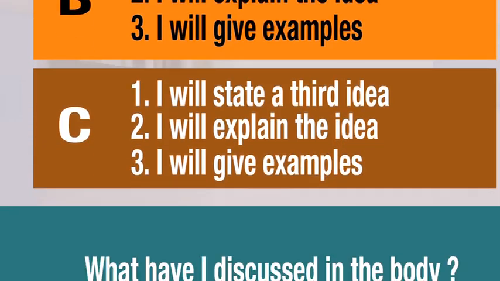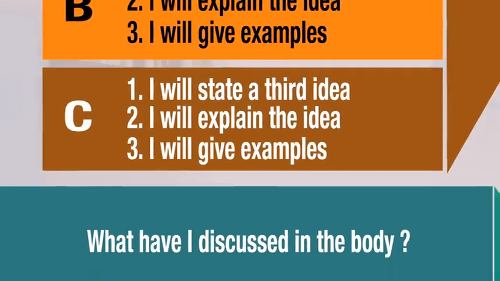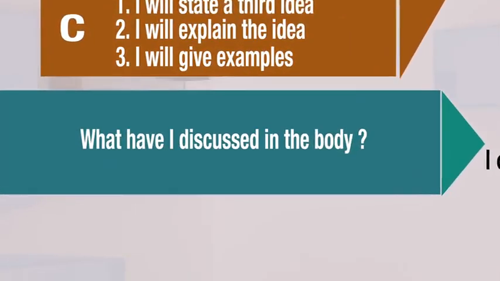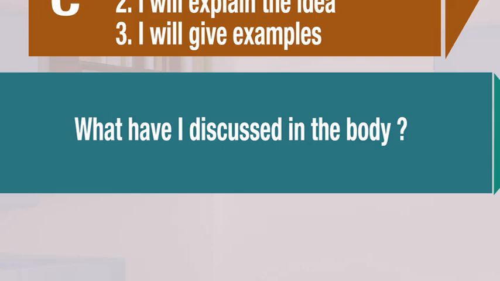Then a third paragraph for the body. 1. I state a third idea. 2. I will explain the idea. 3. I will give examples. In the conclusion, I close my discussion by 1. What have I discussed in the body?